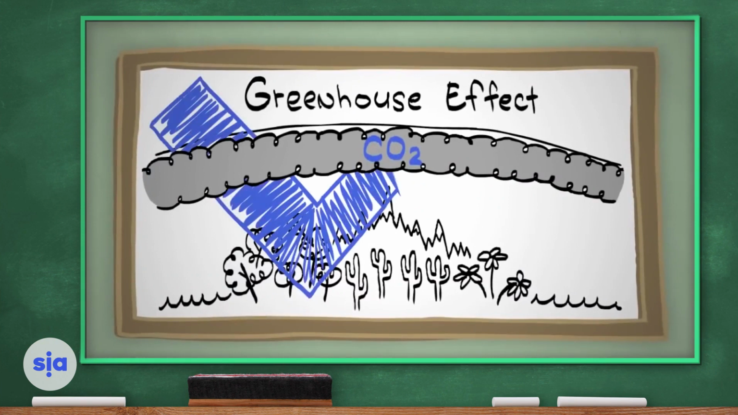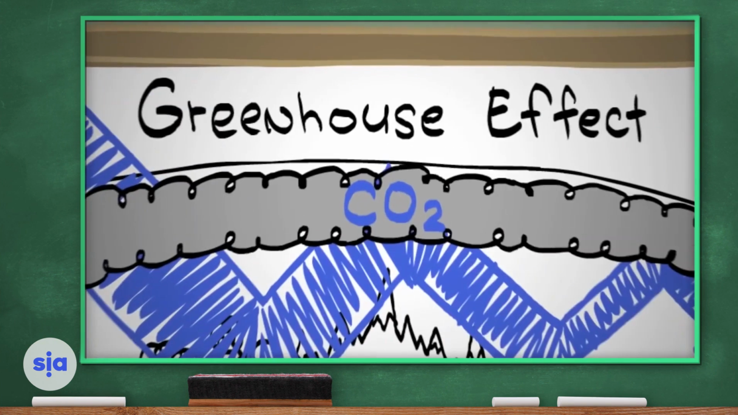Scientists now know that excess carbon dioxide and some other gases in smaller amounts are preventing heat from escaping, and this is warming up the planet. They call it the greenhouse effect.